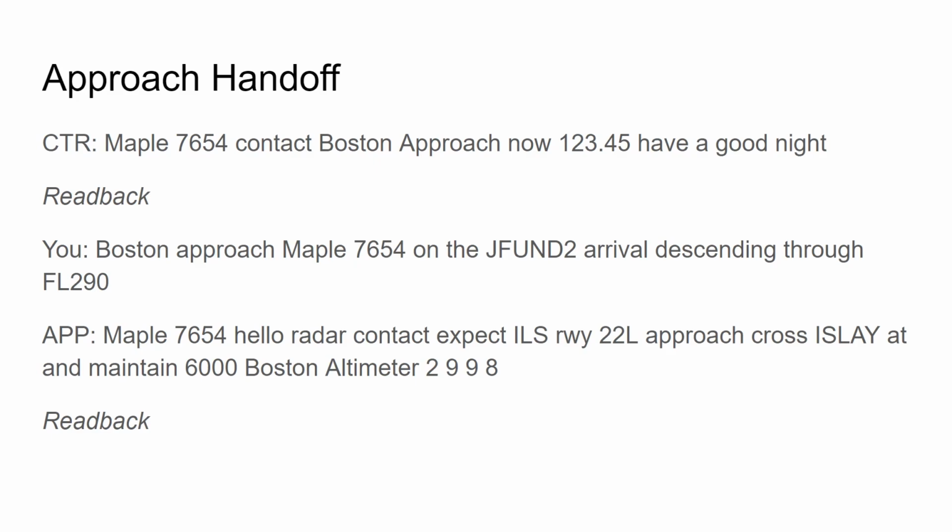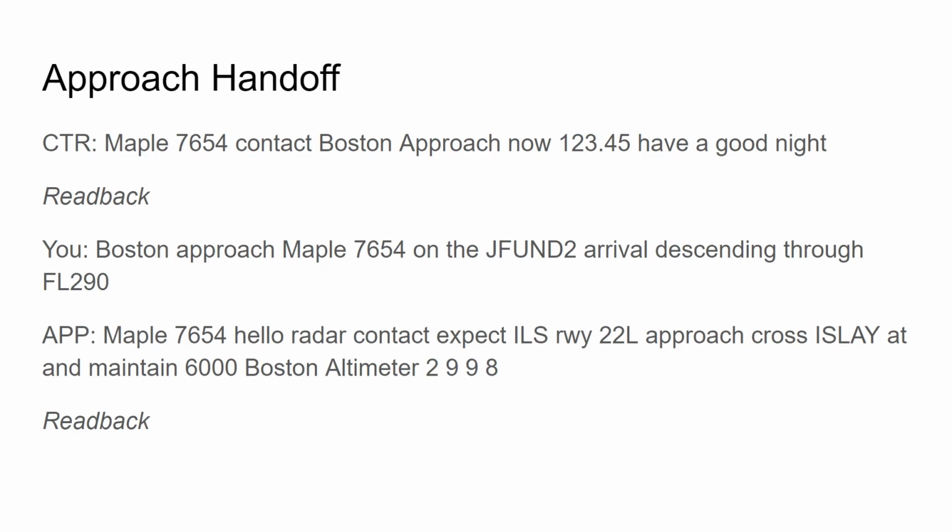You contact Boston approach. You tell them you're on the standard arrival. Maple 7654, we're on the J Fund 2 arrival, descending through flight level 290 for whatever cleared altitude. You don't actually need to tell them your cleared altitude, because they know that you're descending via the J Fund 2 arrival, and they know what those restrictions are, so you're just descending via that. And then they'll say radar contact.